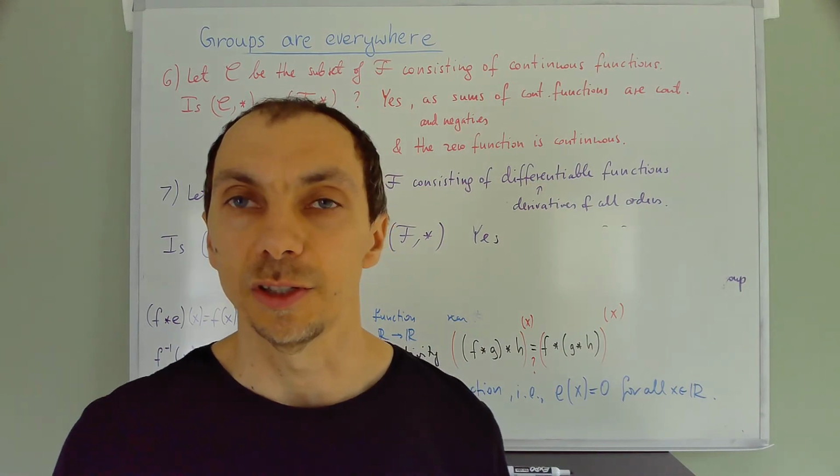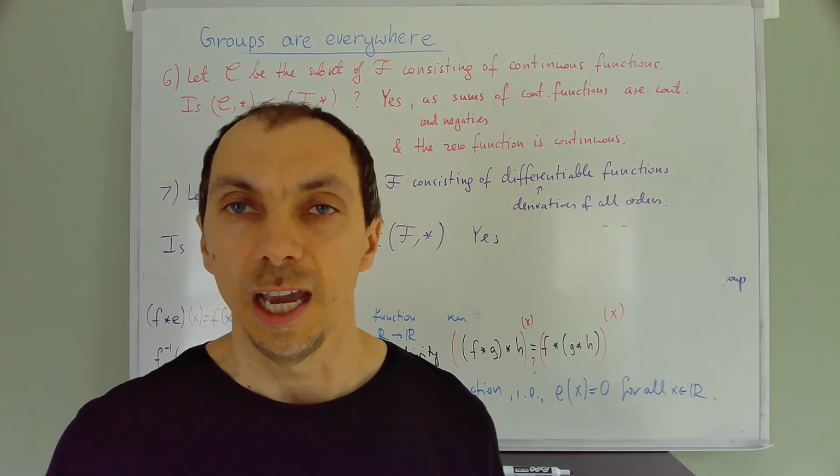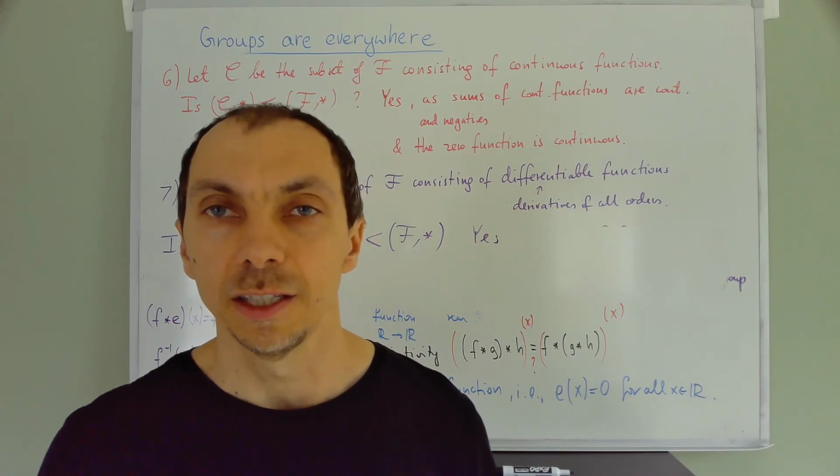I'm not going to get into this. This is just sort of a trivial exercise to show that if H is a subgroup of G and G is a subgroup of K, then H is a subgroup of K.